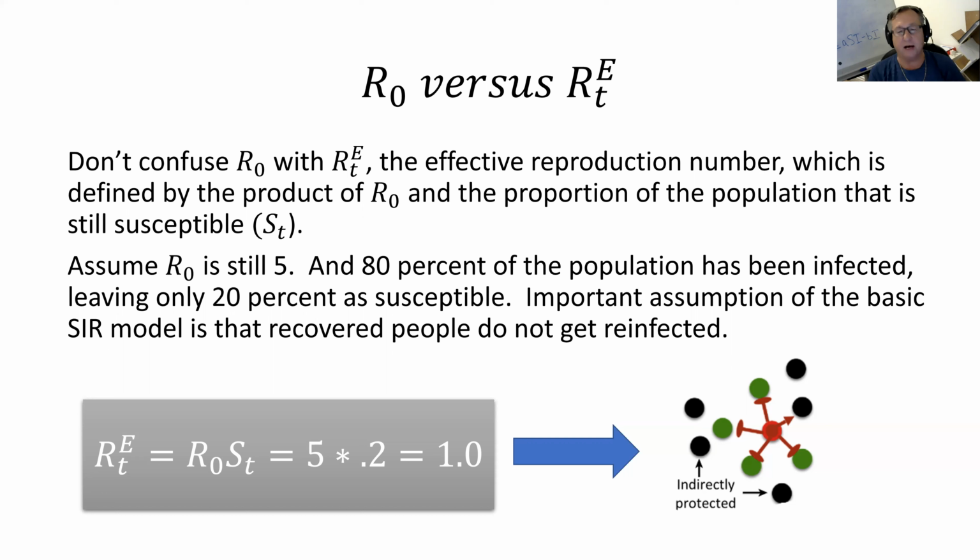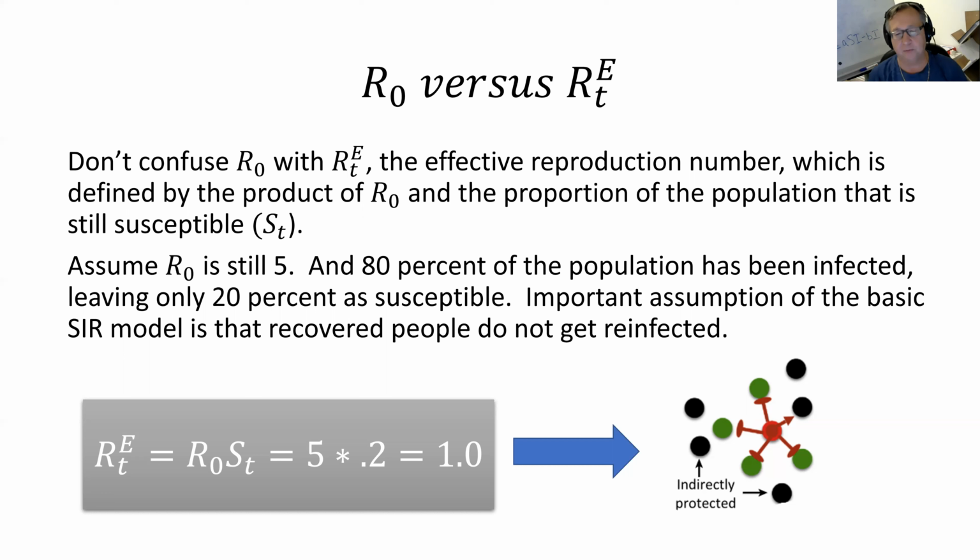So if R naught was 5 again, and the proportion of the susceptible people had fallen from 1 down to 0.2, in this case, then we'd have 5 times 0.2. And so the effective reproduction number, once the susceptible population had fallen from 1 to 0.2, would be 1.